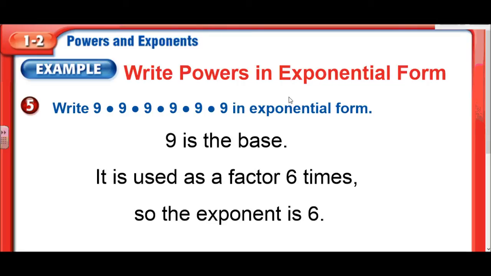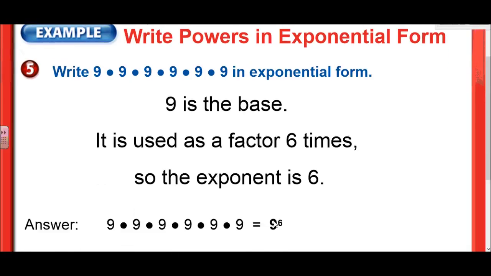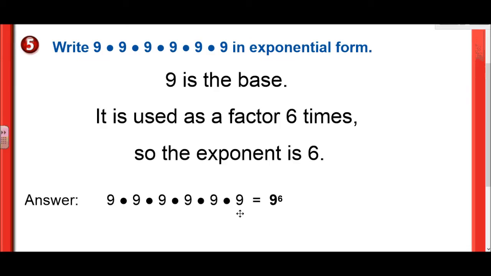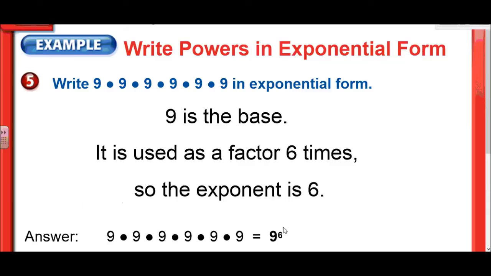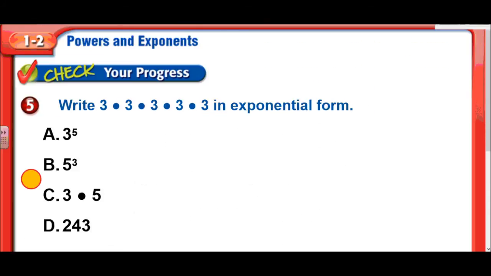Okay, now a little change here. We're going to write our powers in exponential form. So exponential form, that's where we write the base and an exponent. Here we have 9 times 9 times 9 times 9 times 9 times 9. So that number being multiplied over and over again is called the base. It is used as a factor 6 times. So that exponent ends up being 6. This ends up being 9 to the 6th power. 6 9s being multiplied.